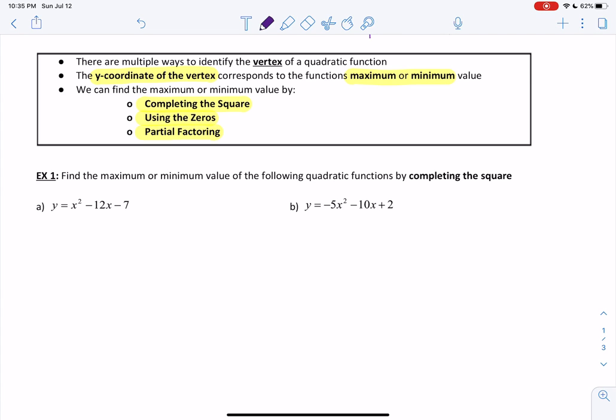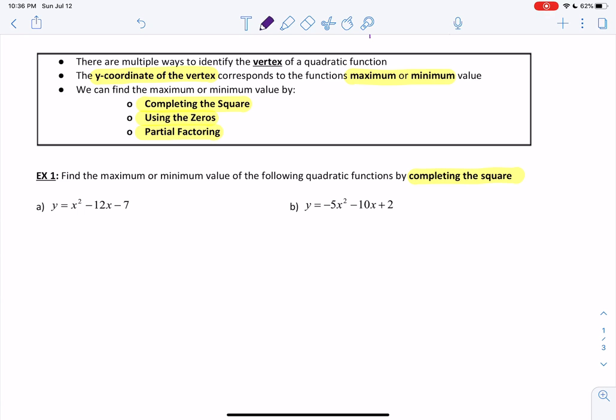So with example 1, let's start by completing the square. It's probably been a while since you completed the square, but I'm going to go through the steps again. If you're struggling with completing the square, let me know because I have full detailed videos that you can watch to refresh it for yourself. When we're completing the square, we're essentially going from standard form to vertex form.